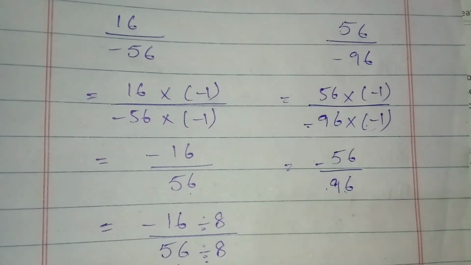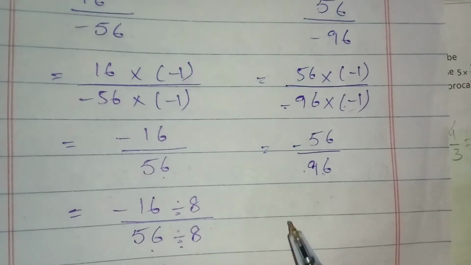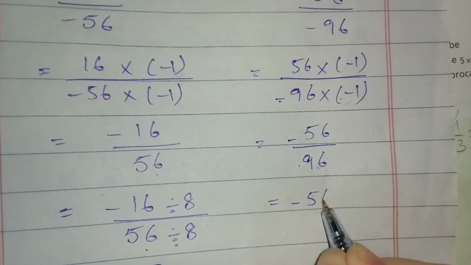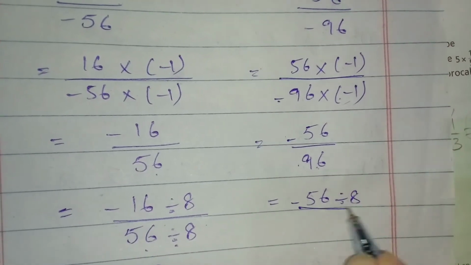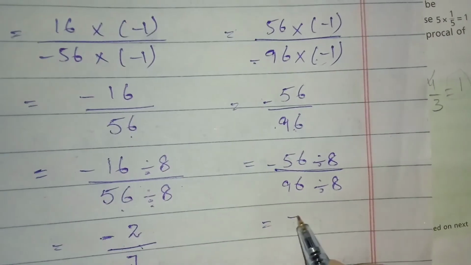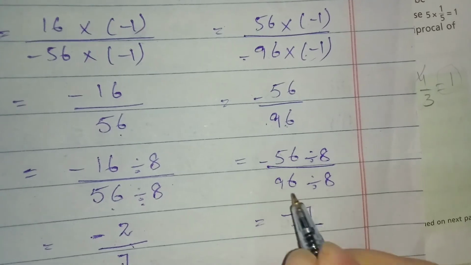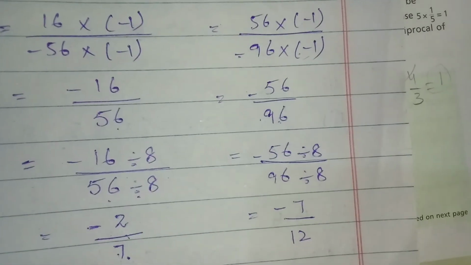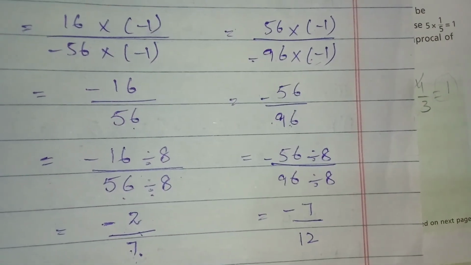Now we have to find the greatest common divisor, that is 8. So we have to divide numerator and denominator by 8. 8 sevens are 56 and 8 twelves are 96. So minus 7 over 12 is in the standard form.